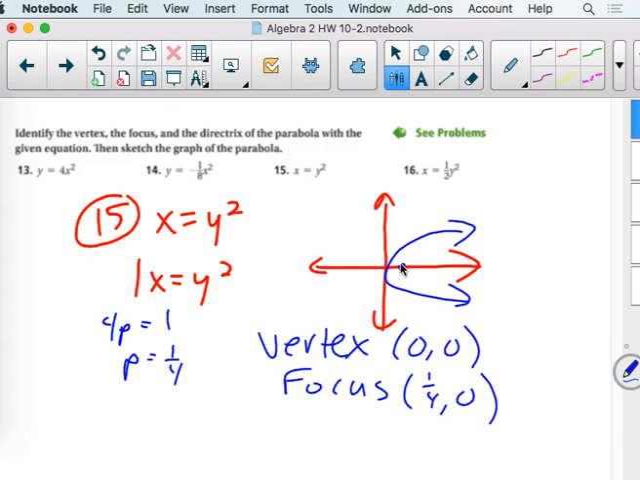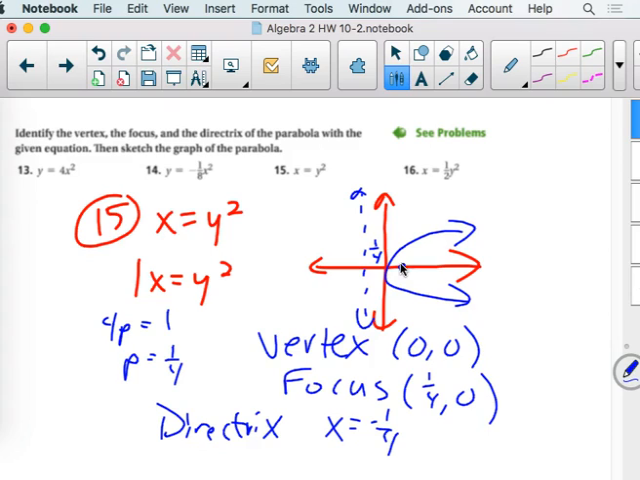And then the directrix is the line behind it that says, don't go this way, go the other way. So that's going to be back here, again, another 1/4 of a unit. So that will be x equals negative 1/4. So, vertex, focus, directrix. Oh, well, I kind of already made a sketch of it anyway.